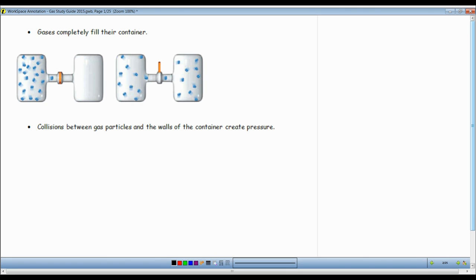And finally, because gas particles are constantly moving and colliding with the walls of their container, gas particles create substantial pressure. And whenever we talk about the pressure of a gas, we're talking about the collisions. If I'm doing something that causes more collisions, I will increase the pressure. Okay, so I bet you would have gotten some of those right. General properties of a gas.